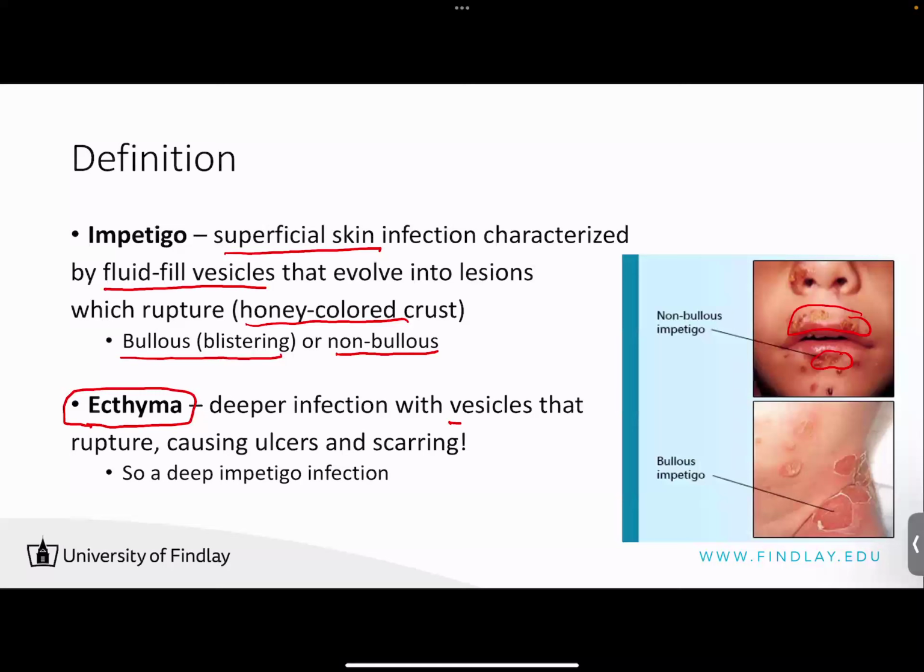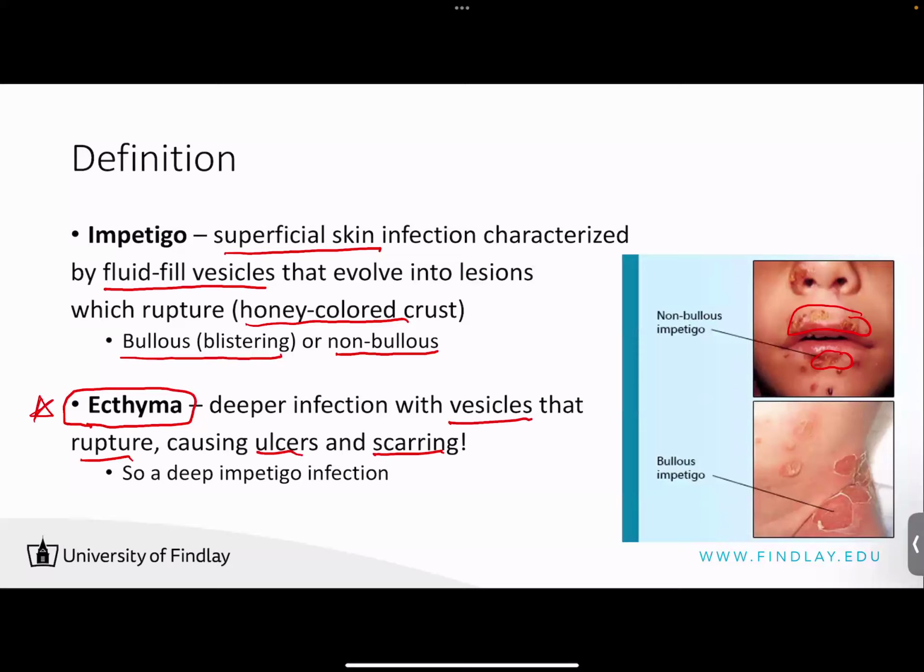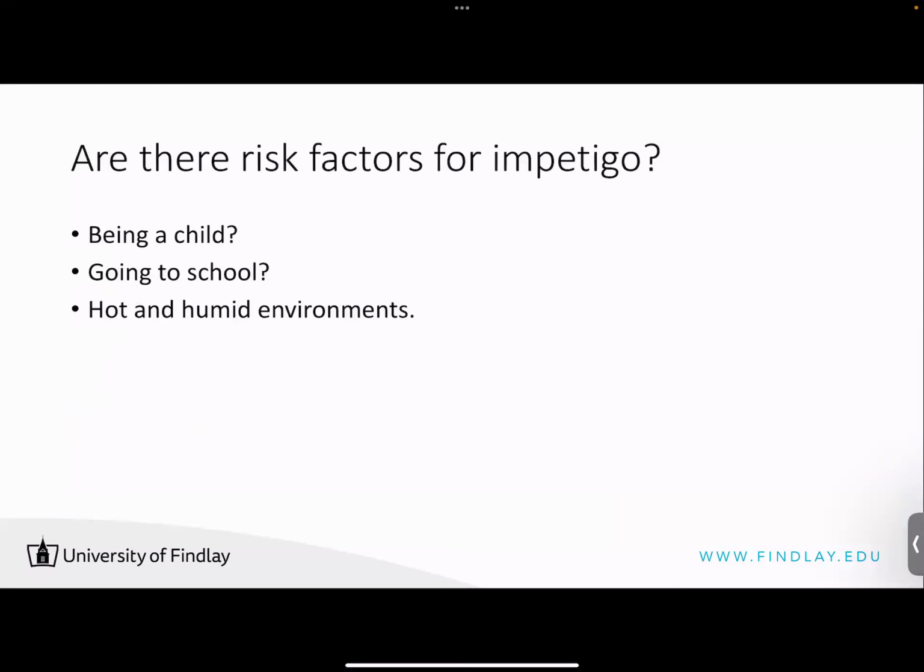But what's important is the treatment approach, okay? I want you to think about that for a second. If impetigo is superficial and we can get away with treating it topically, what do we do about ecthyma, which is deeper down? Sit tight for a second.